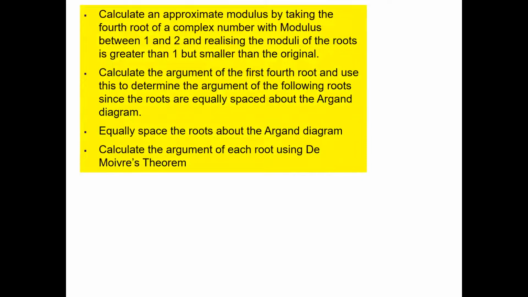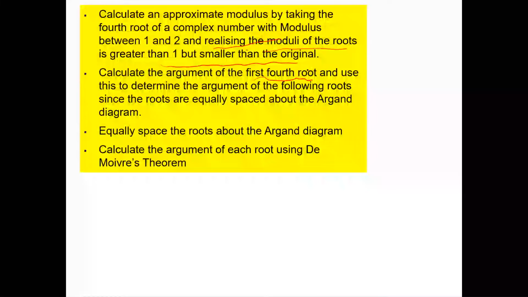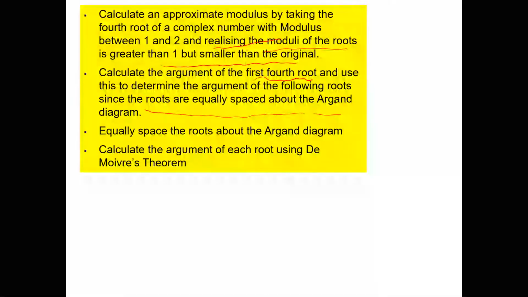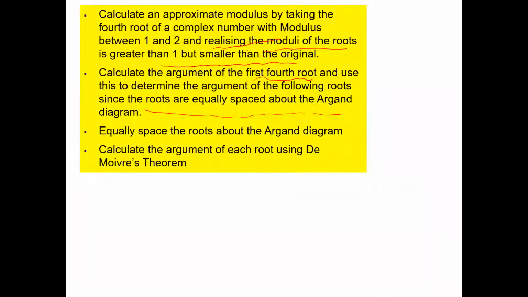Better response: student realizing the moduli of the roots is greater than 1, but smaller than the original. Calculate the argument of the first fourth root and use this to determine the argument of the following roots, since the roots are equally spaced about the Argand diagram. Calculate the argument of each root using the MOV.